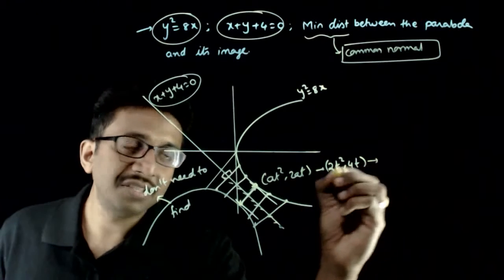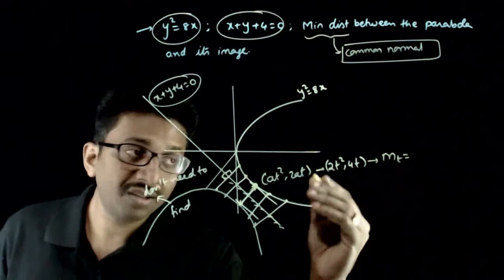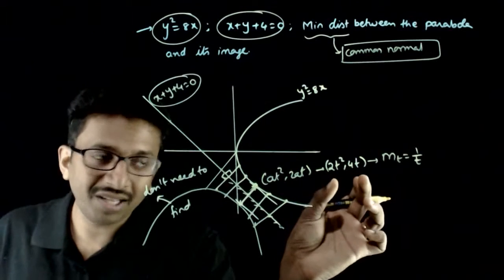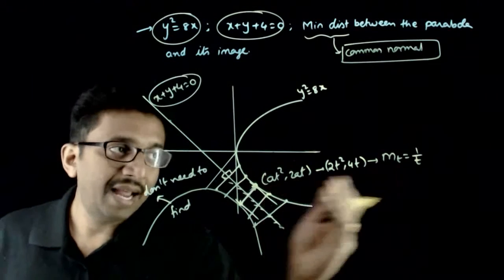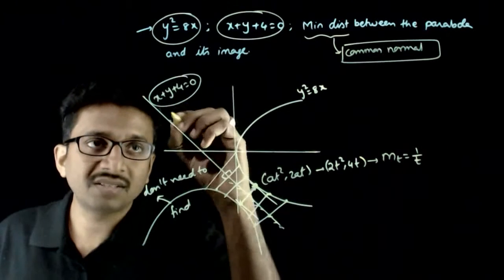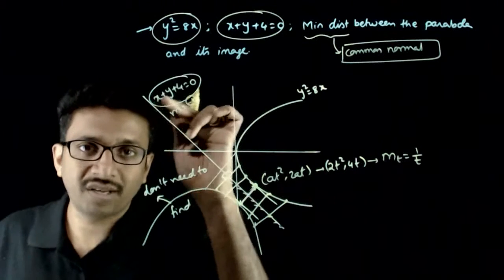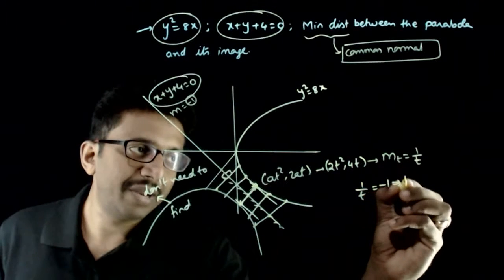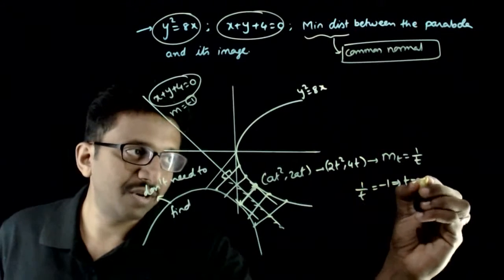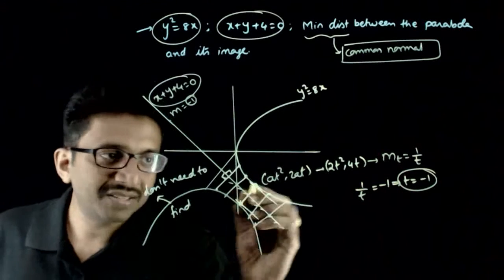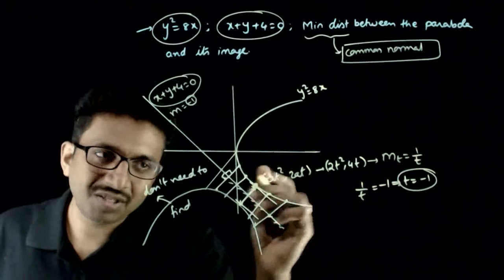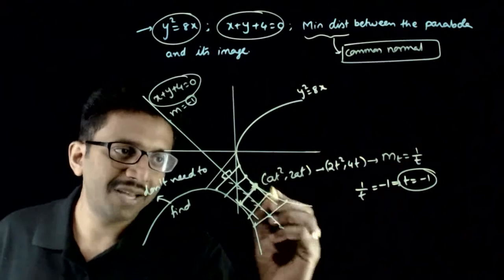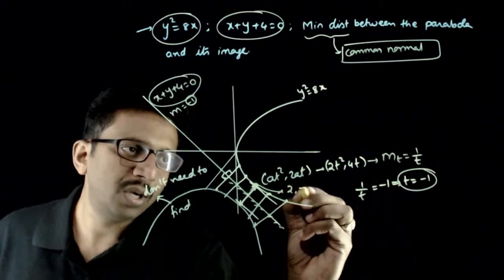So what is the slope of tangent at this point? We know that for a parabola it is 1 by t. So the slope of tangent at any point t is nothing but 1 by t. And this has to be the same as the slope of this line, which is equal to minus x coefficient by y coefficient, that is minus 1. So 1 by t has to be equal to minus 1. This implies t is equal to minus 1. That means the point corresponding to the minimum distance from this line is t equal to minus 1. If you put t equal to minus 1 here, this point will be 2 comma minus 4.